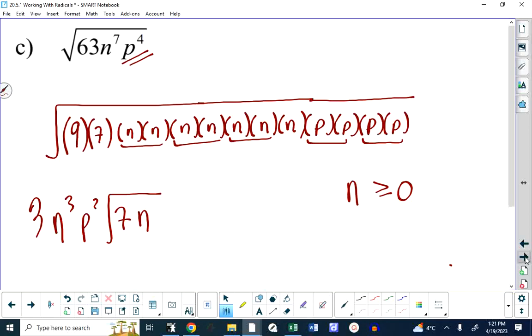But why can p be a negative number? Craig? Since its exponent is even, it will never end up being negative. Right. Since the exponent on the variable p is an even number, that would make it positive before you take the square root. So anytime you have an even exponent on a variable, one other thing to remember, you don't have to worry about a restriction.